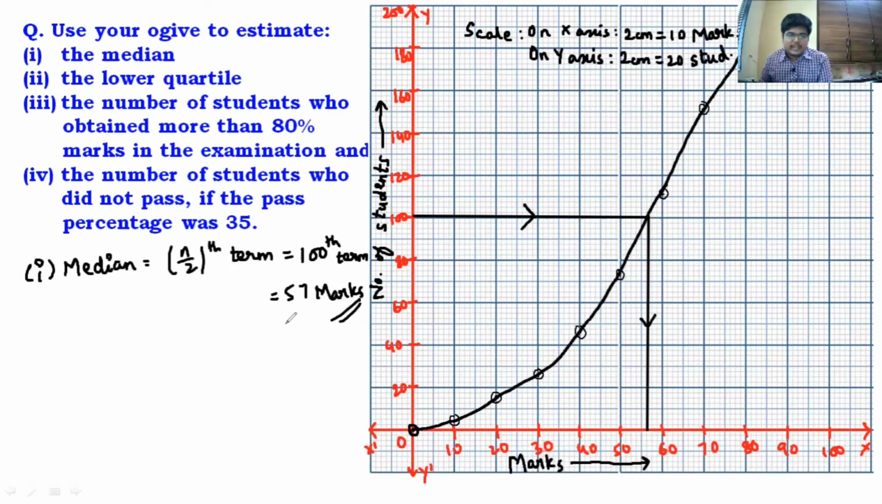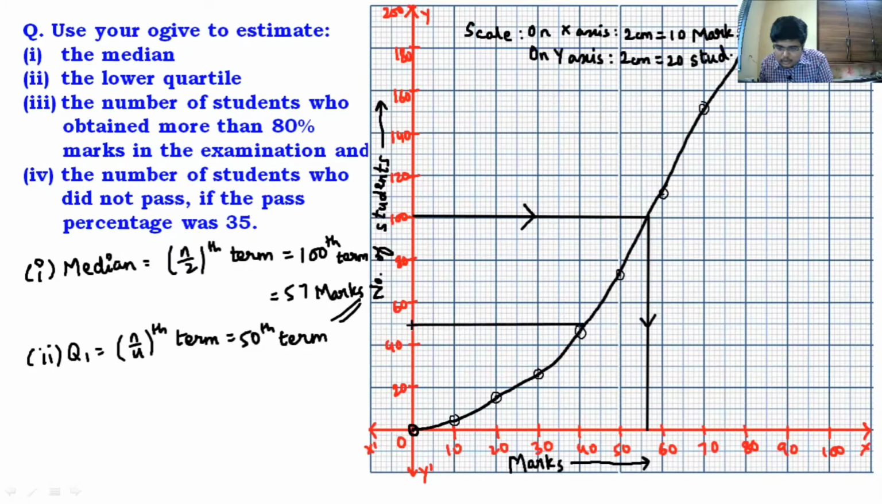Moving ahead to the second question, lower quartile. See, lower quartile Q1, it's 1/4 of the data. So it's n by 4th term. So n by 4 will be 200 by 4. That is 50th term. Chalo. So now you have to start from 50 on the y-axis again. From 50, we'll take it towards the ogive.